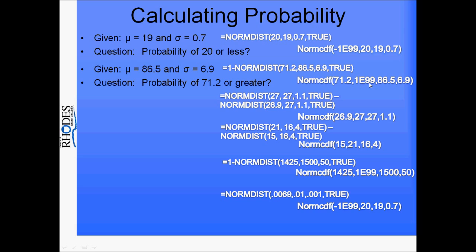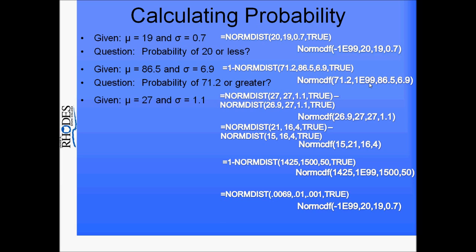And I'm going to start typing this in along with you. Alright, so 71.2 is left bound, comma. 1E99 is my positive infinity. And my mean is 86.5, comma. And my standard deviation is 6.9. And I hit enter. And I should get 98.67%. Or 0.9867.